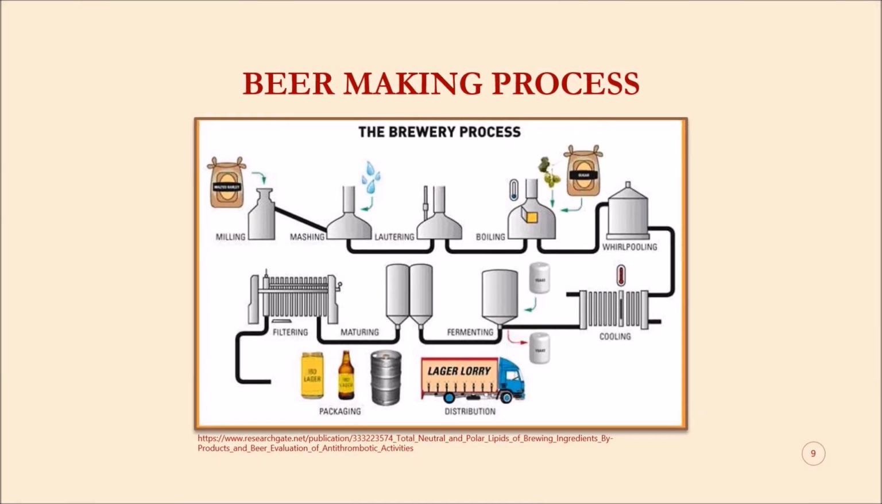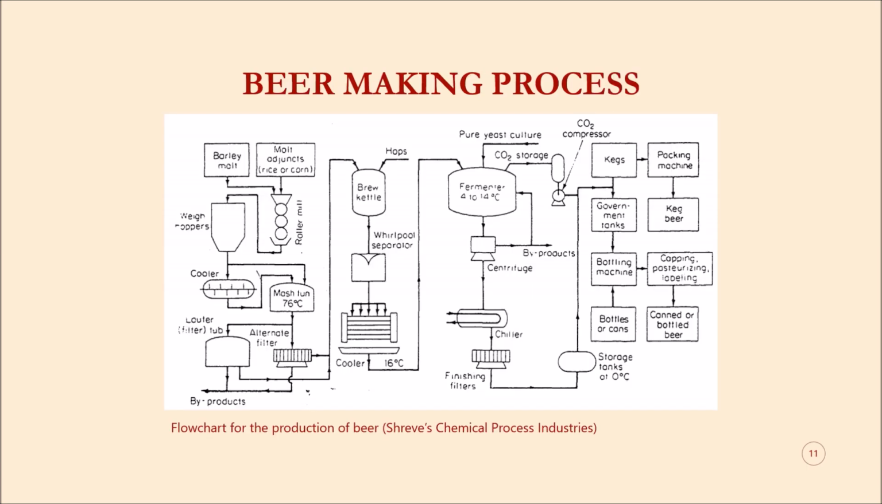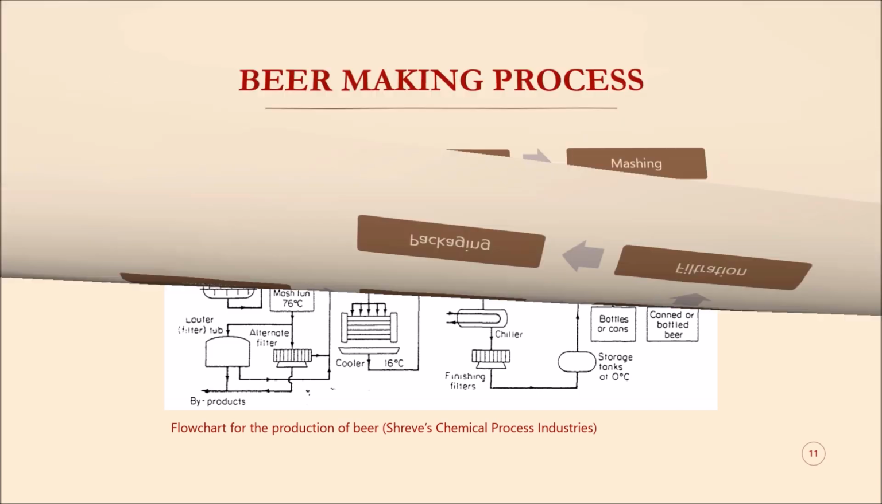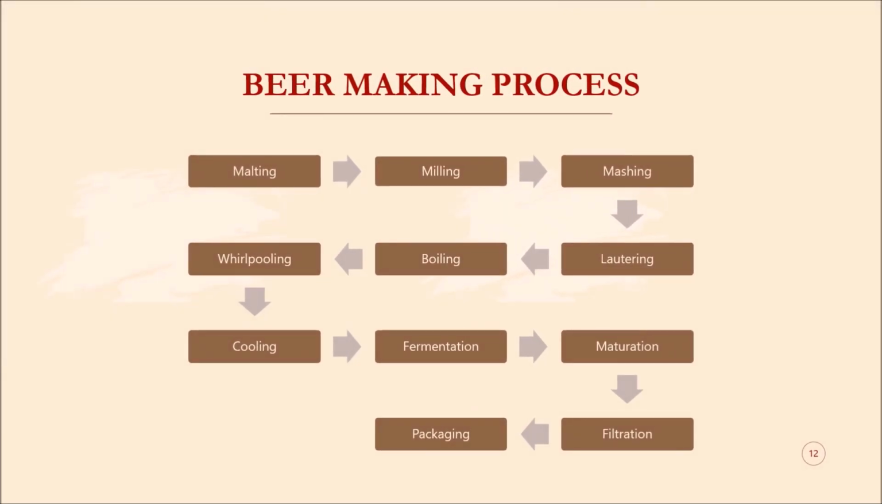Here is the diagram of the production of beer. For more information about the process, refer to these links. Beer making process consists of malting, milling, mashing, lautering, boiling, whirlpooling, cooling, fermentation, maturation, filtration, and packaging.